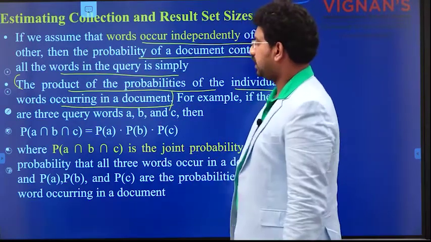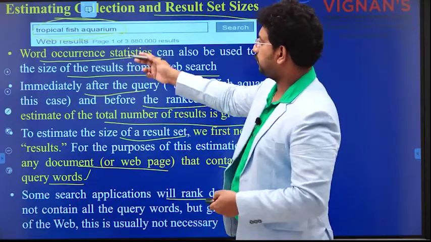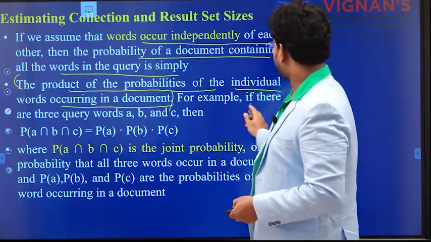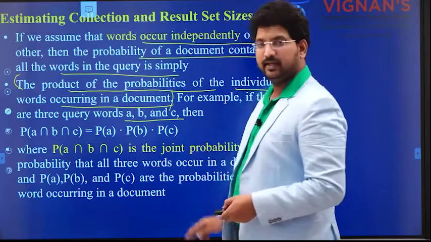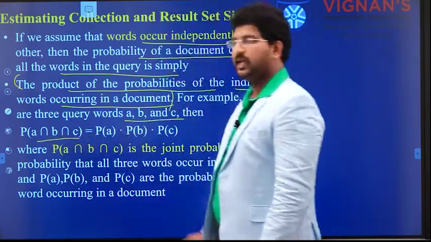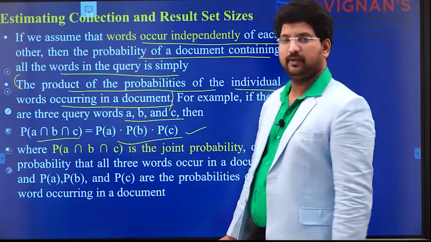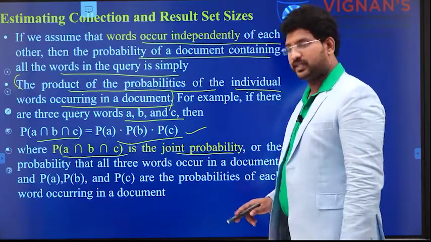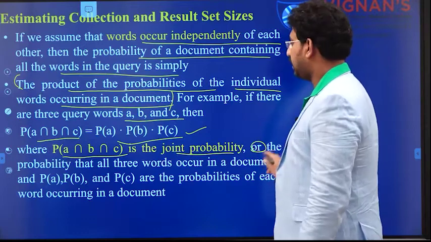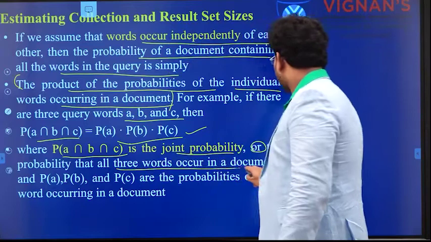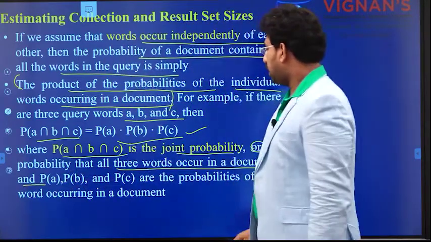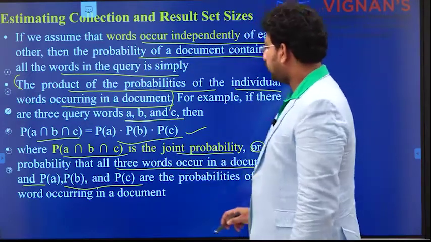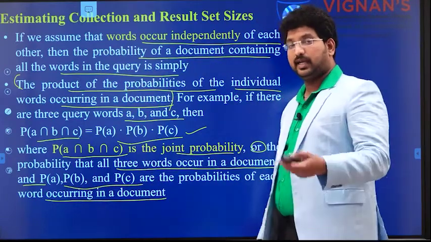For example, if there are three query words, like in tropical fish aquarium, say A, B and C, then P of A intersection B intersection C equals P of A into P of B into P of C. Here P of A intersection B intersection C is the joint probability, the probability that all three words occur in a document, and P of A, P of B and P of C are the probabilities of each word occurring in a document.